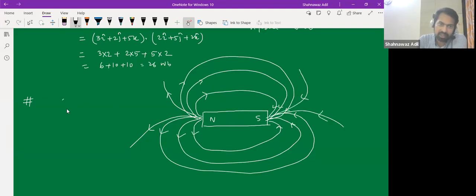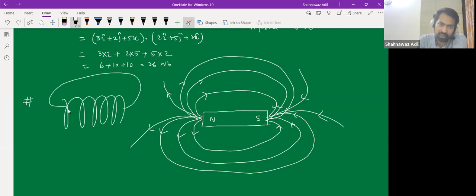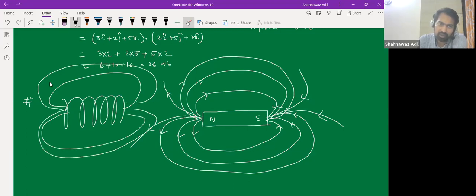And this is exactly similar to a solenoid. So we have this solenoid, and it has the same diagram. But inside it goes from south to north. So this is the diagram of the magnetic field lines of a bar magnet.